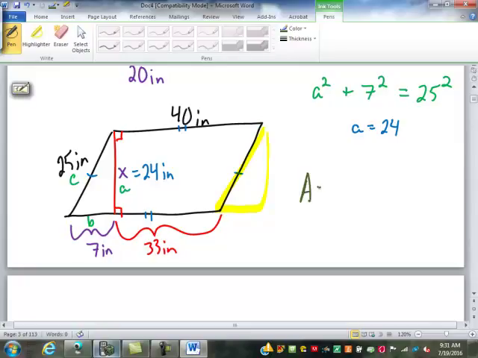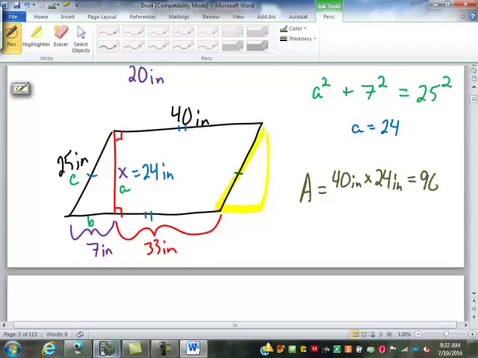So now my area is 40 inches times 24 inches. That's the dimension that's perpendicular. Do I have to divide by 2? No, it's not a triangle. It is the full rectangle. The area I'm finding is based off of the full rectangle.